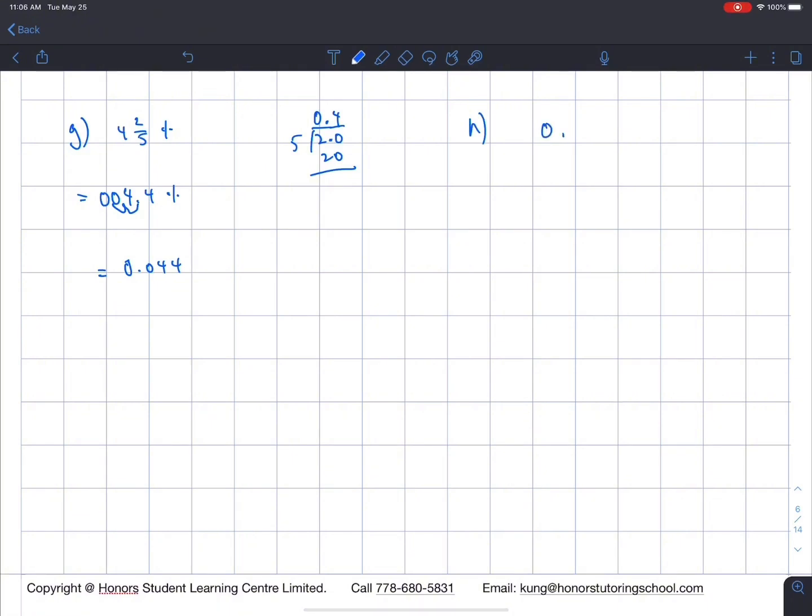H, 0.032%. 0.032, add some more zeros. So now we can move the decimal point 2 to the left, 1, 2. And we get 0.00032.